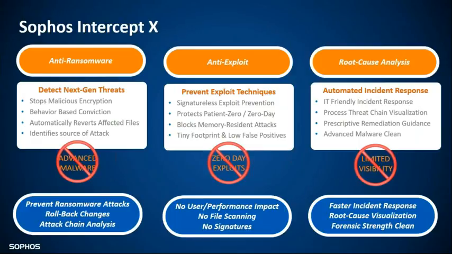So Intercept X gives you anti-ransomware, it gives you anti-exploit, and this is the signatureless exploit prevention technology. That means it's taking the pressure off the need to patch as quickly as we do. It's intercepting all of the exploit attempts that come through, because among all of the exploit attempts that we see taking place out in the wild, they generally tend to use a handful, probably around 20 techniques amongst all of these attacks.